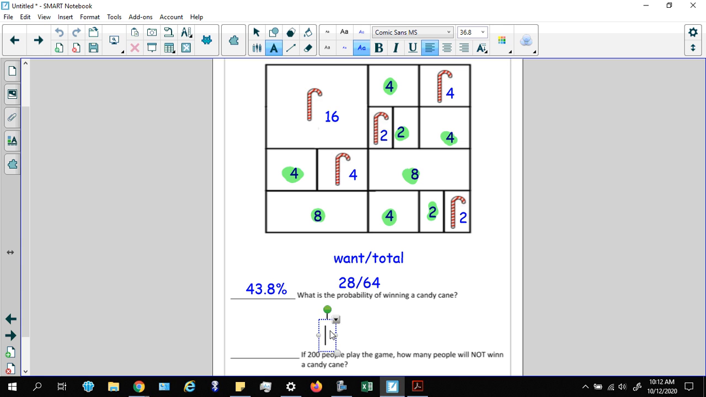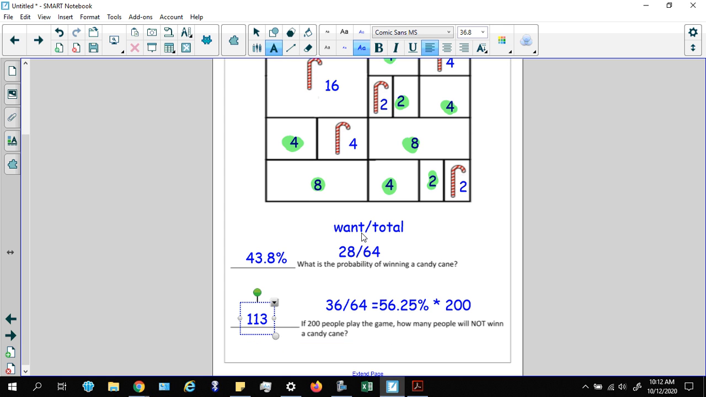So it will be 36 divided by 64. And I'm going to get a percentage. It'll be 56.25%. But since we're looking for people, I'm going to times that by 200. And so when I do that, the percentage times by 200, 113 people will not win a candy cane going through that example.